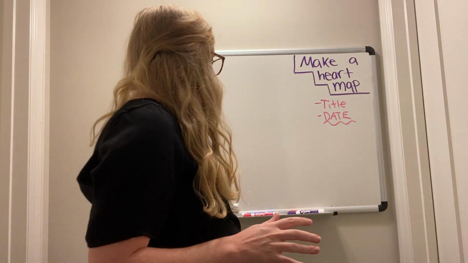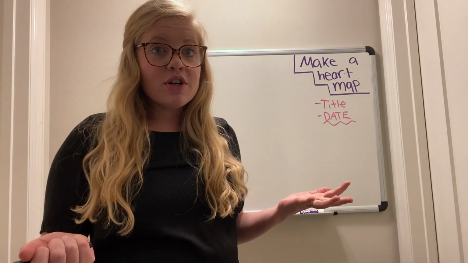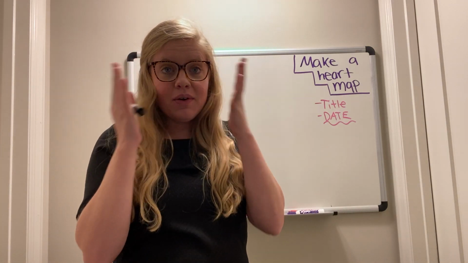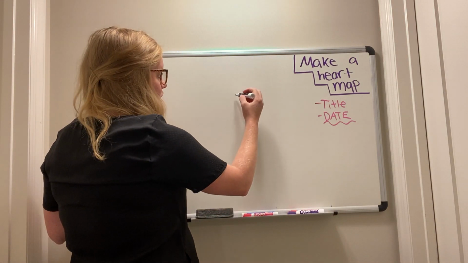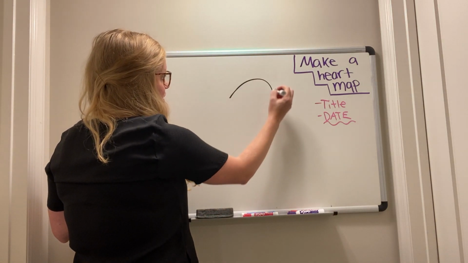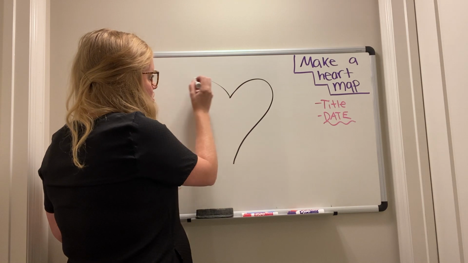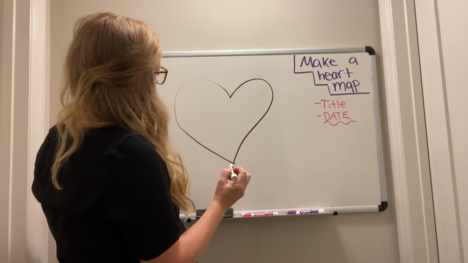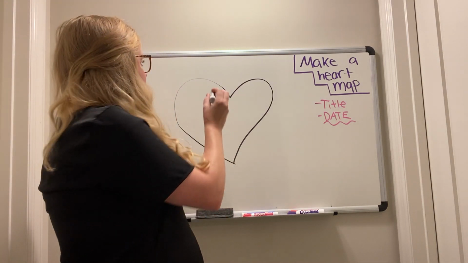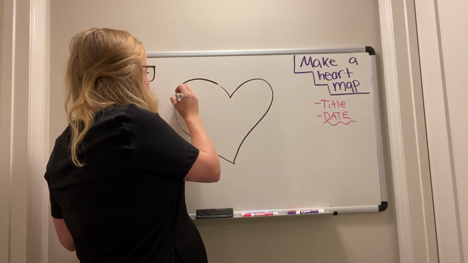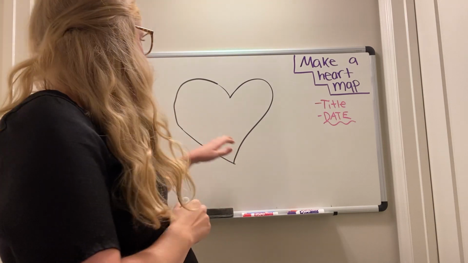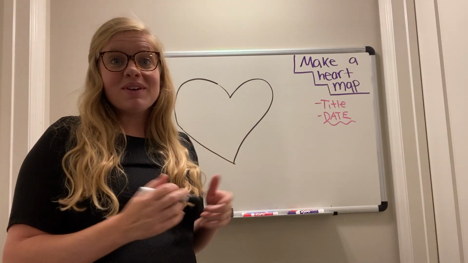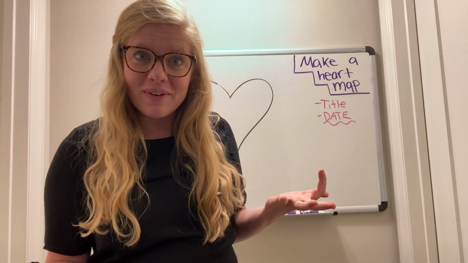So the first thing you need to do is find a fresh page in your writer's notebook, okay? And then you need to draw a big heart. Now, I'm not a great drawer, but I'm gonna do my very best. You wanna make sure that your heart's really big. Mine's a little bit lopsided, but that's okay. I hope that's not what my real heart looks like. But if yours is a little lopsided, that's okay because everyone's heart is different, right?